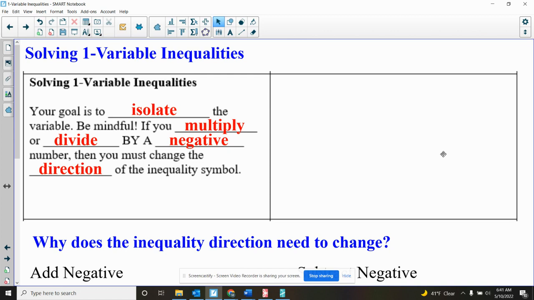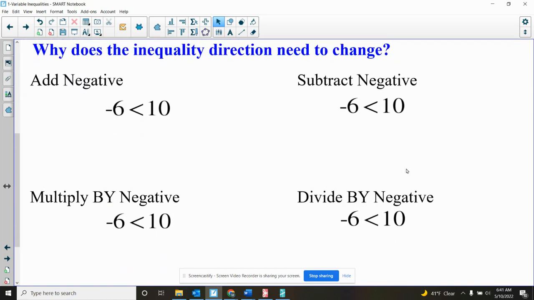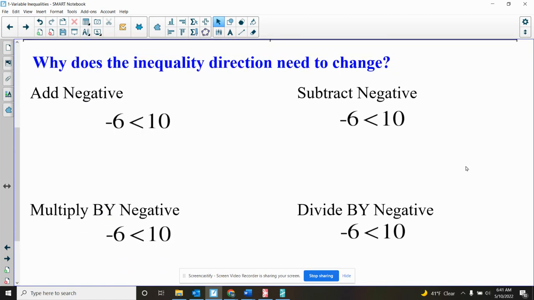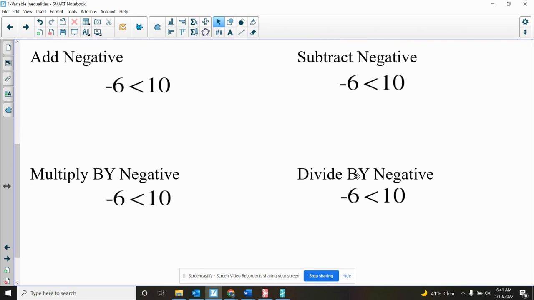helpful. Before we actually solve some, let's just talk for a moment about why we change the direction of the inequality when you multiply or divide by a negative. The short answer is because we have to make the statement true. We're going to look here at 4 cases. In all 4 cases, we're going to start off with the same true statement. -6 is less than 10. That is true.